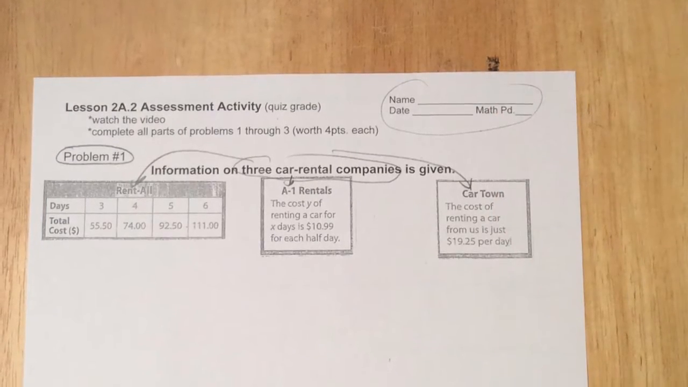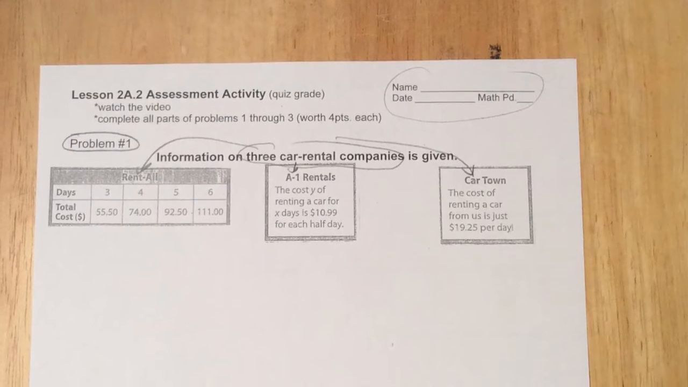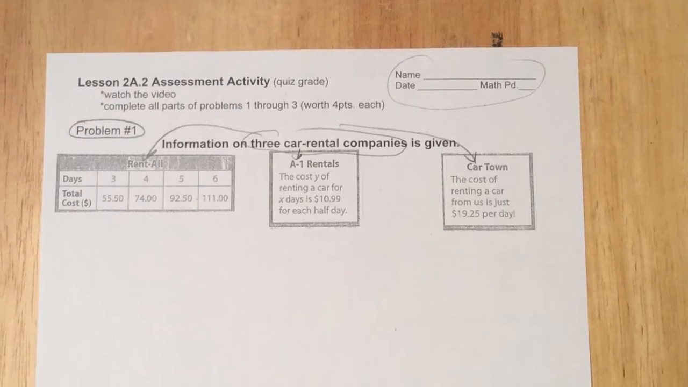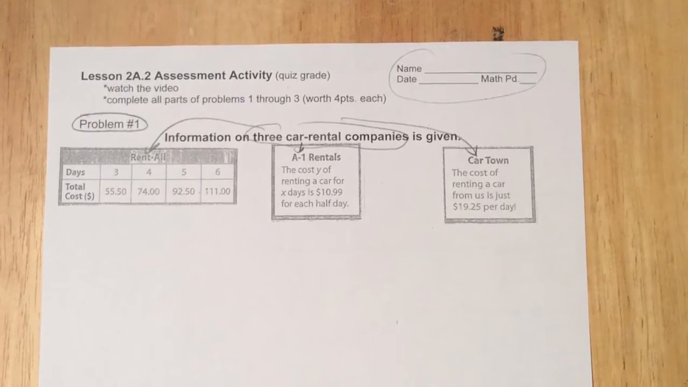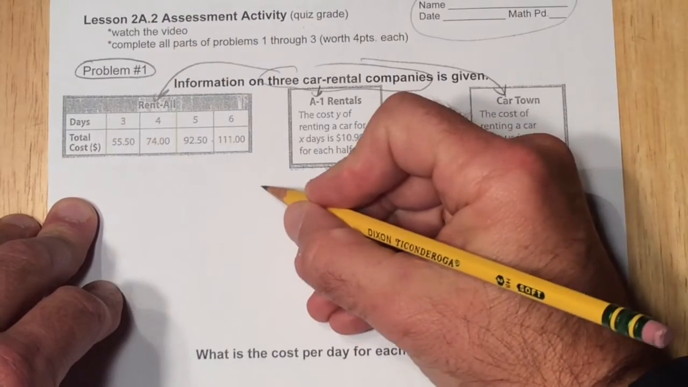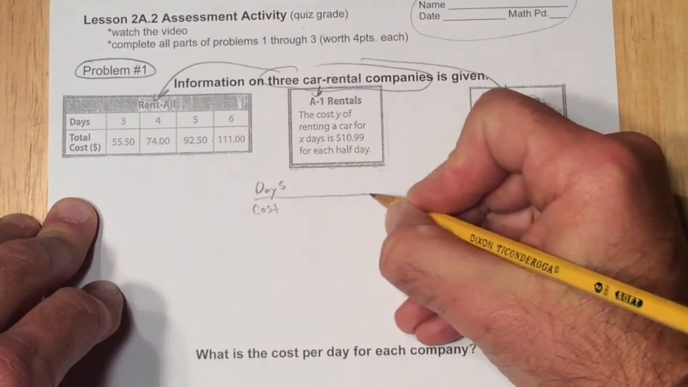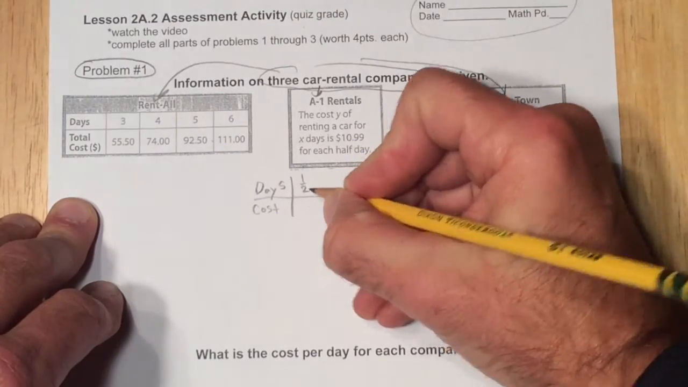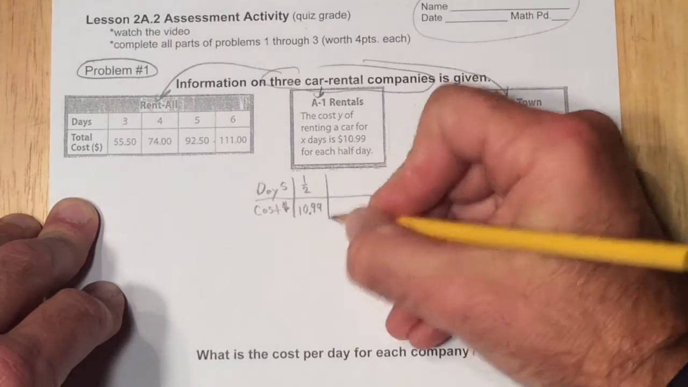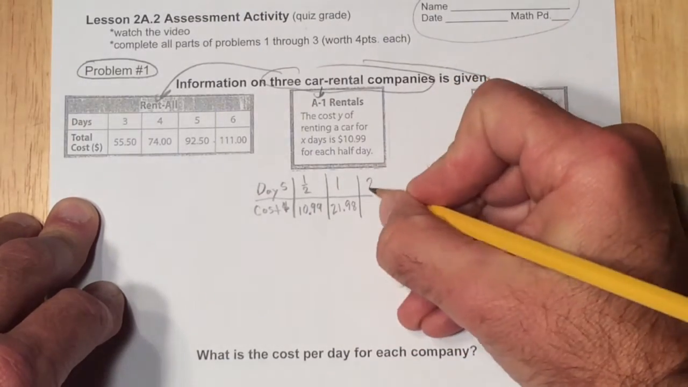Problem 1 is about 3 car rental companies. Now look over what you need to do. I'm going to show you how to complete this part of the problem just with the A1 rental company. So first I'm going to record the data in a table, since I don't have a table for this company. Half day is $10.99. So a full day would be double that, or $21.98.